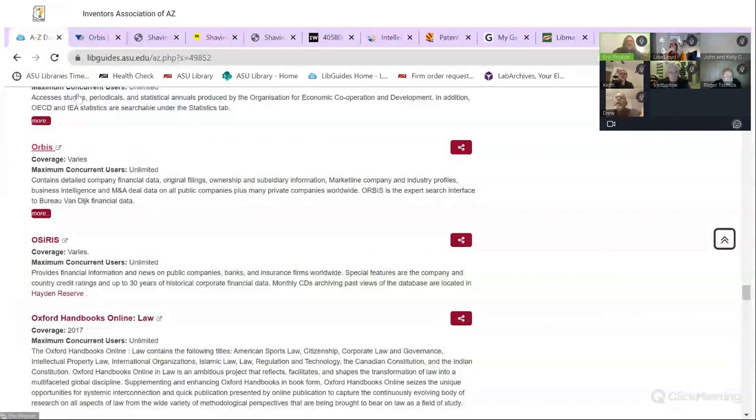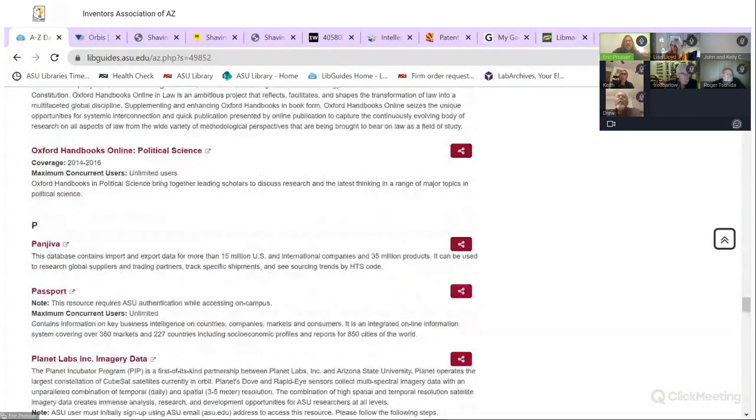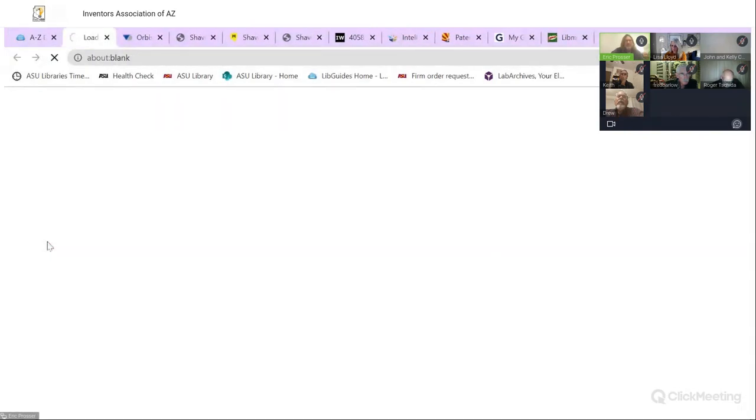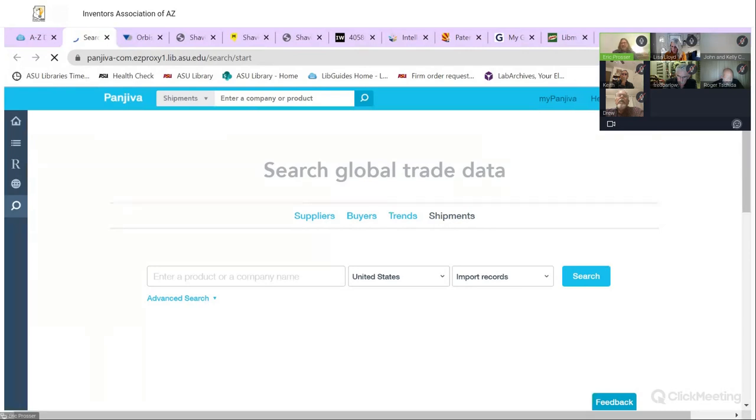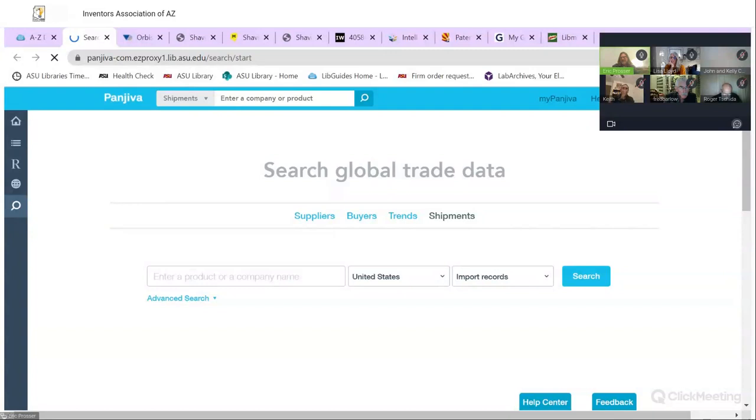One other database. This is what librarians look like all the time. We have multiple tabs open just for one thing. I don't know how useful this would be for you, but it's kind of an interesting one. It's called Panjiva. And this essentially looks at import-export information. Is global trade information something that would really be useful at this level? You never know. Could be. Might as well go quickly.